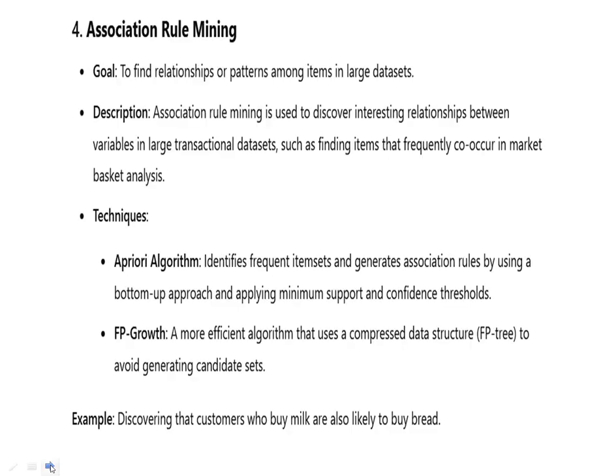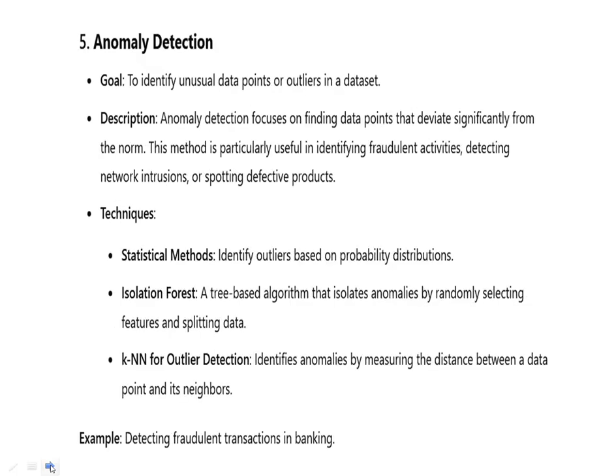The association rule mining goal is to find relationships among item types in large data sets. You can use the Apriori algorithm and FP-growth, which are efficient for discovering, for example, that customers who buy milk are likely to also buy bread. The anomaly detection is to identify the unusual data points or outliers in the data sets.